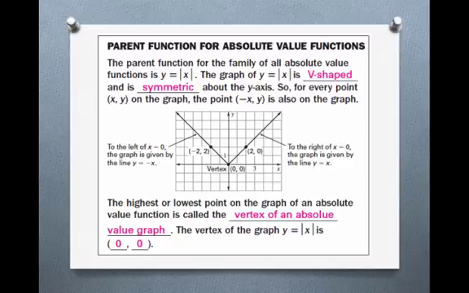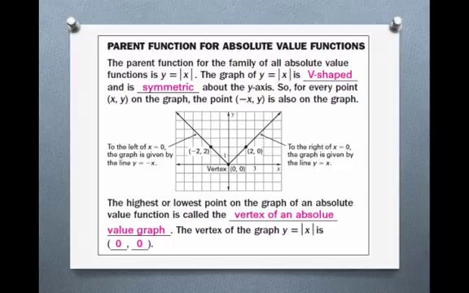To the left of x equals 0, the graph is given by the line y equals negative x. And to the right of x equals 0, the graph is given by the line y equals x. Notice the two lines there have a slope of 1 or negative 1. They go through the points (x, y) on the right or (-x, y) on the left.